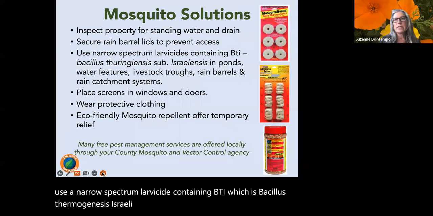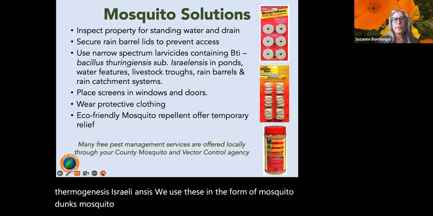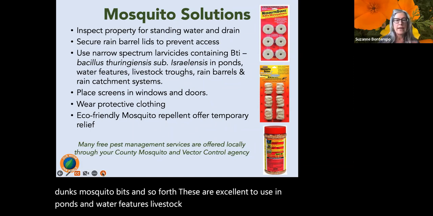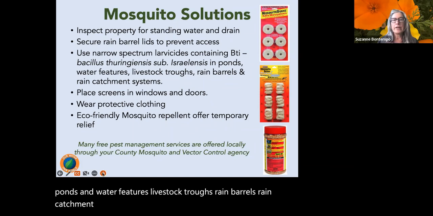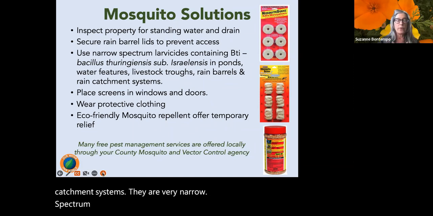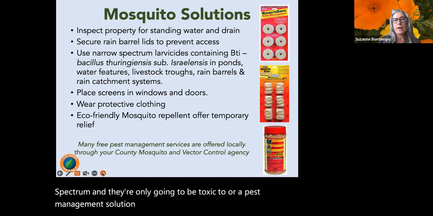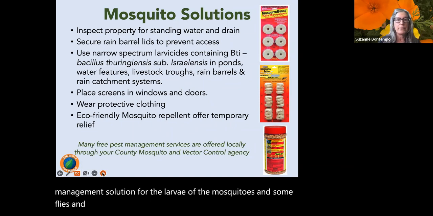We use these in the form of mosquito dunks, mosquito bits, and so forth. These are excellent to use in ponds and water features, livestock troughs, rain barrels, rain catchment systems. They are very narrow spectrum, and they are only going to be toxic to or a pest management solution for the larvae of the mosquitoes and some flies, and they'll have a list on that label.